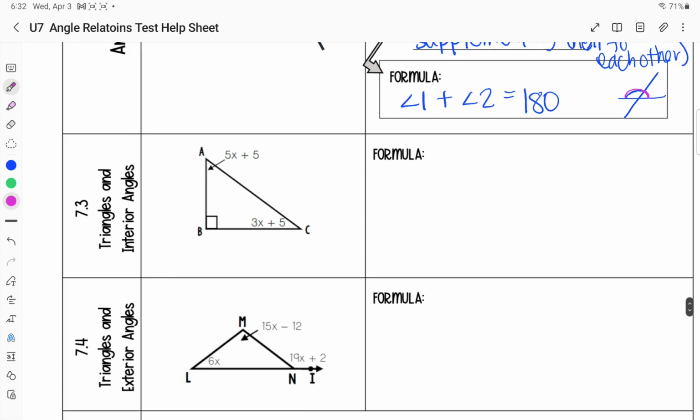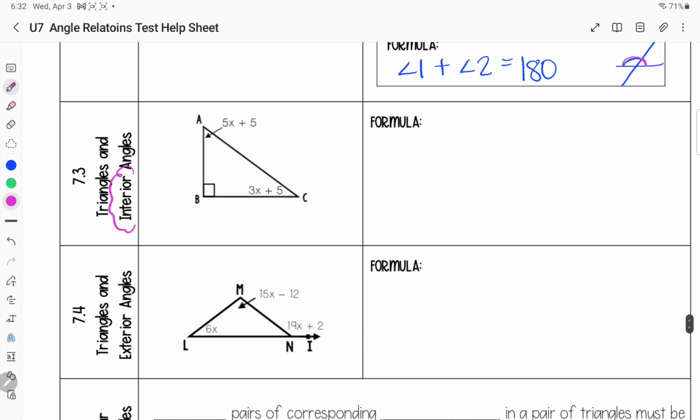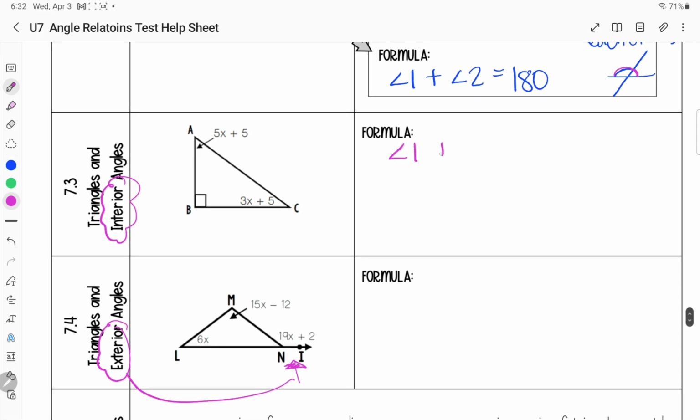Now, you should be able to tell the difference between this one here. Interior means all the angles are inside. This one here is going to have something sticking out. That's why it's called exterior, okay? So interior, we're going to take angle 1, add it to angle 2, and add angle 3 to that. Set the whole thing equal to 180, and we're going to solve.